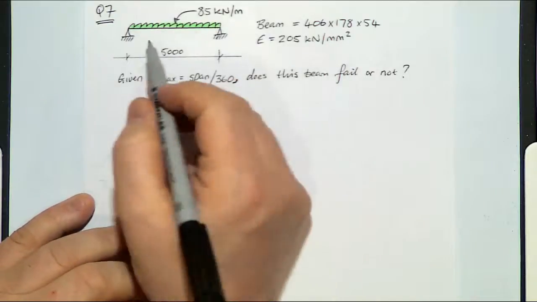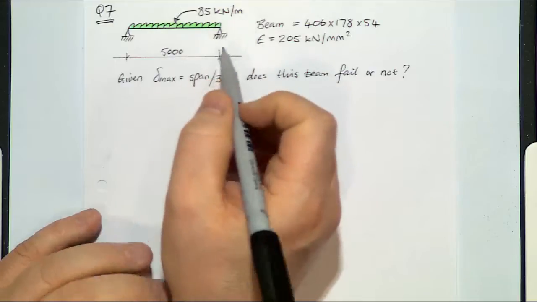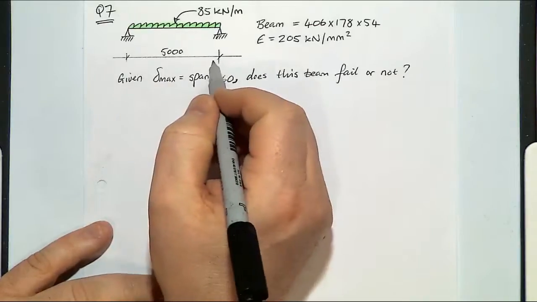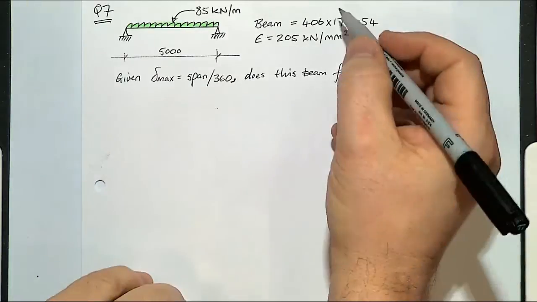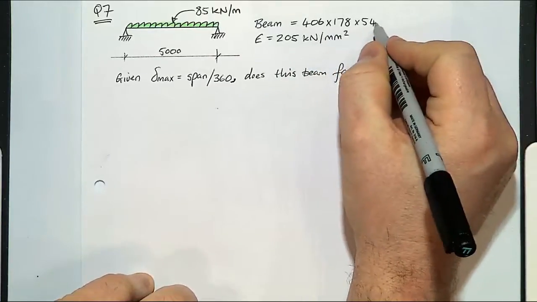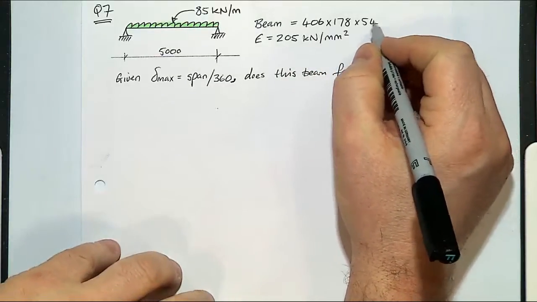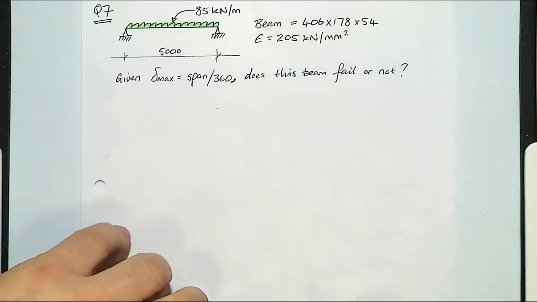So what do we have? We have a beam with a UDL. Our UDL is 85 kilonewtons per metre, and it's a 5 metre length, simply supported beam. We've been given that the beam is this 406 by 178 by 54 in terms of weight. And we've got the E value for steel.